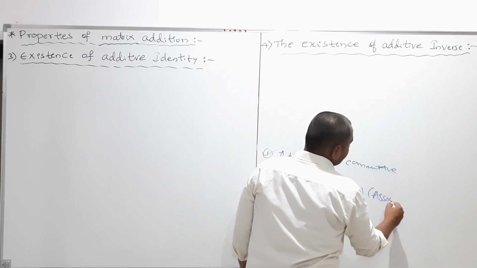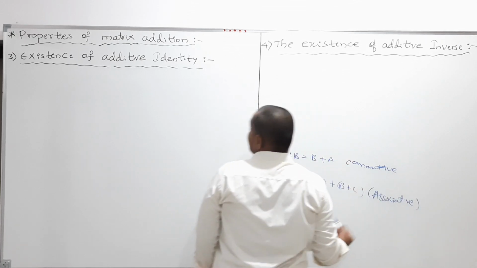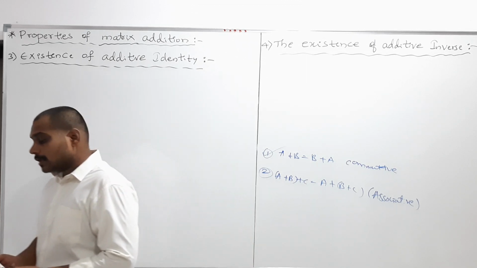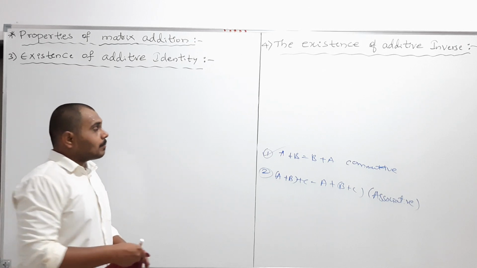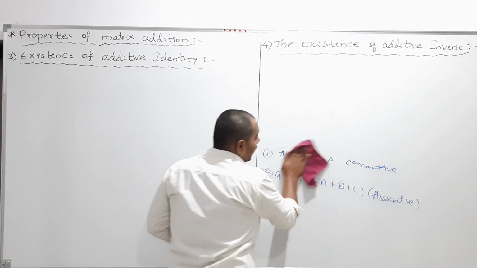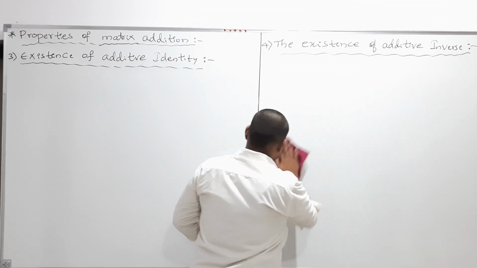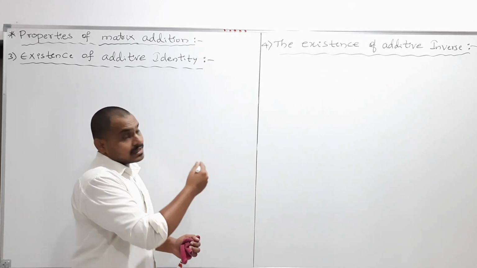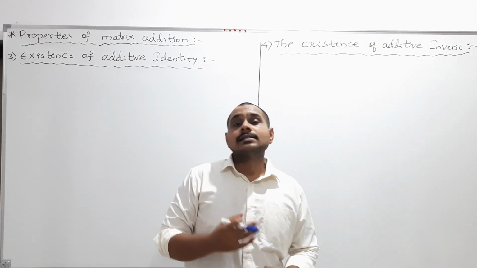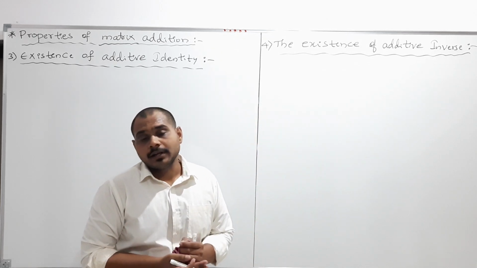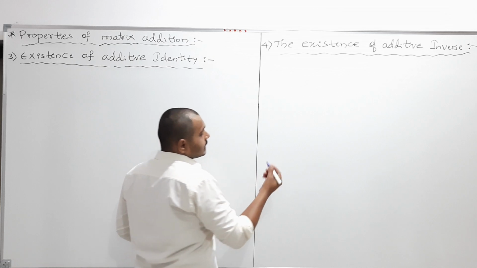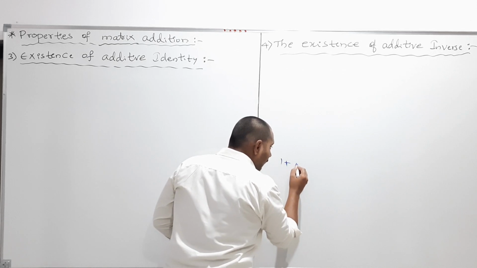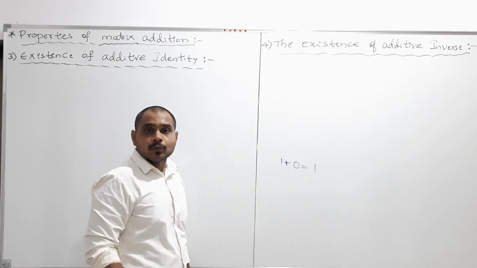My dear students, this we discussed in the previous videos, and in today's video we are going to discuss the existence of additive identity. So what is additive identity? Before that, we should understand what is meant by identity. In this topic we are discussing matrices, but to understand the identity element, first I will discuss numbers. If I have any number 1, and to this number I add 0, I will get 1 only: 1 plus 0 is 1.